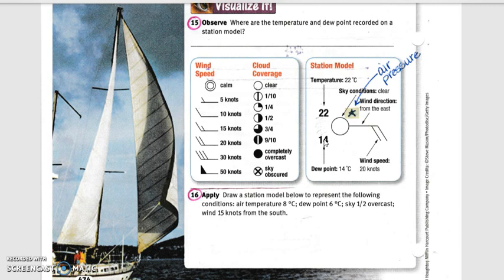Okay, it's not included on this particular station model, but I did put a little star here because on a lot of the maps that you'll see, they do put air pressure in the upper right-hand corner. So you need to put a little star and just remind yourself that that is the location for air pressure.